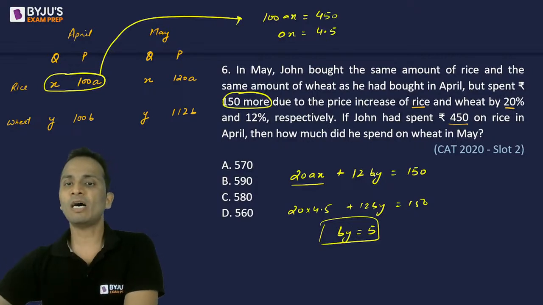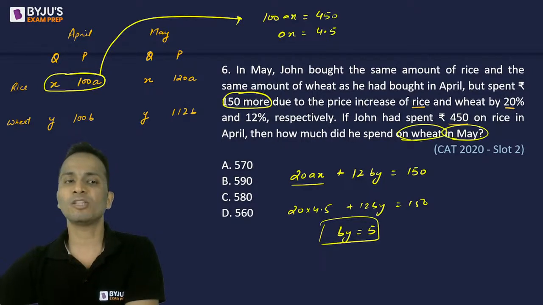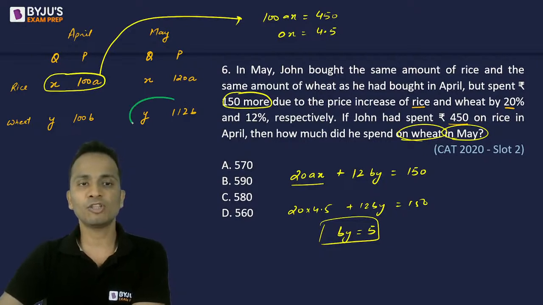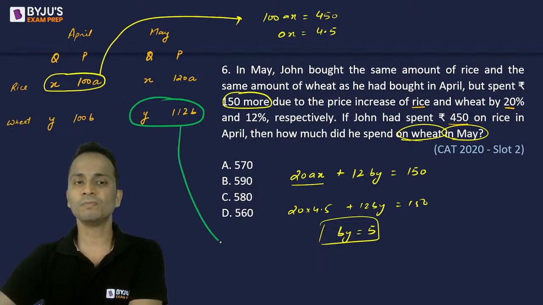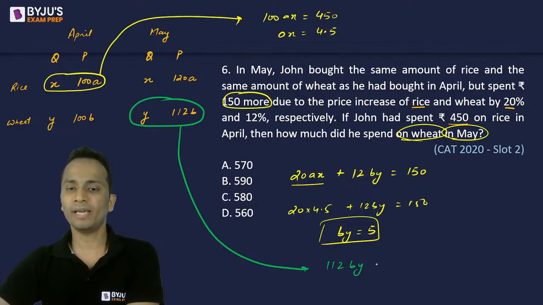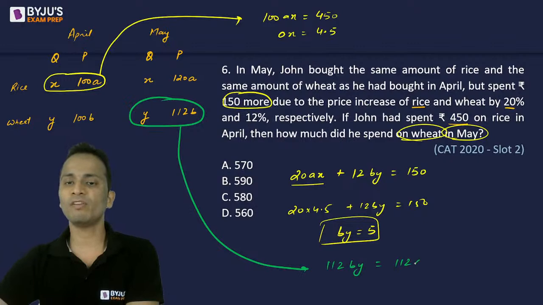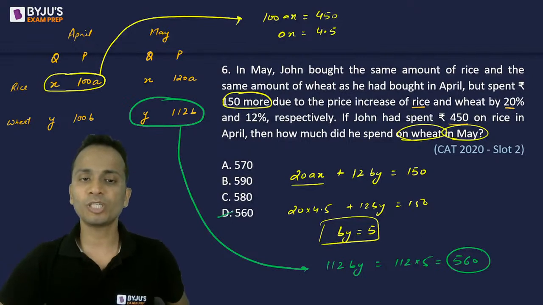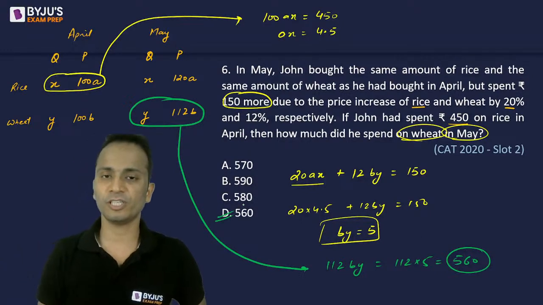So the question is, how much did he spend on wheat in the month of May? The money spent on wheat in the month of May will be the product of these two. So that is 112y, which is equal to 112 multiplied by 5, and that is 560. So 560, option D should be the correct answer for this question.